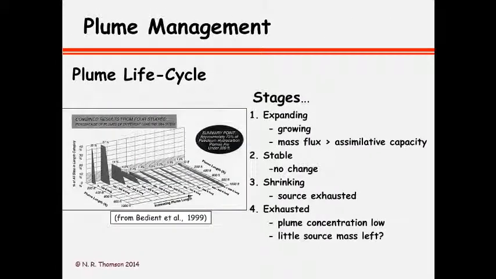The plume itself has its own life cycle. The stages are the expanding phase, where the plume starts off and will grow, and the mass flux coming out of the source zone is much greater than the assimilative capacity of the aquifer. Then the plume becomes a stable plume. There's no change in the plume. A shrinking plume is one where the source has been depleted and the plume will shrink. And of course, an exhausted plume is one where there's very little concentration left and the entire source mass is gone.